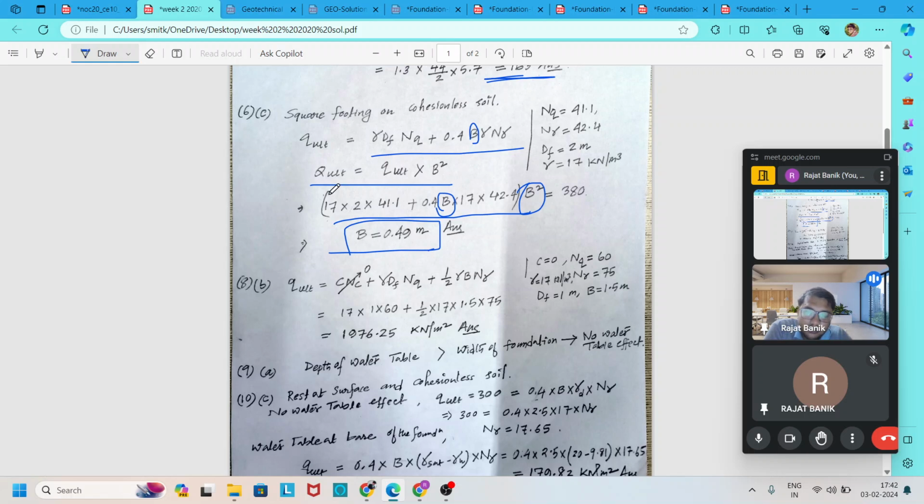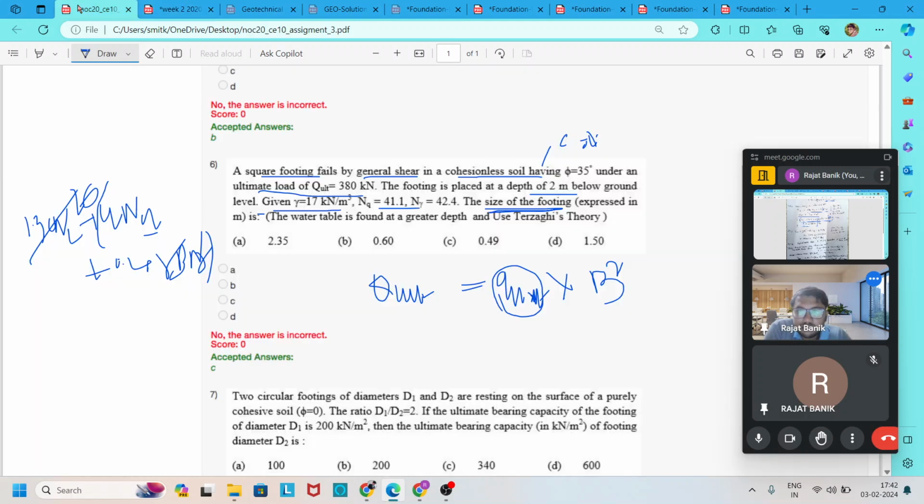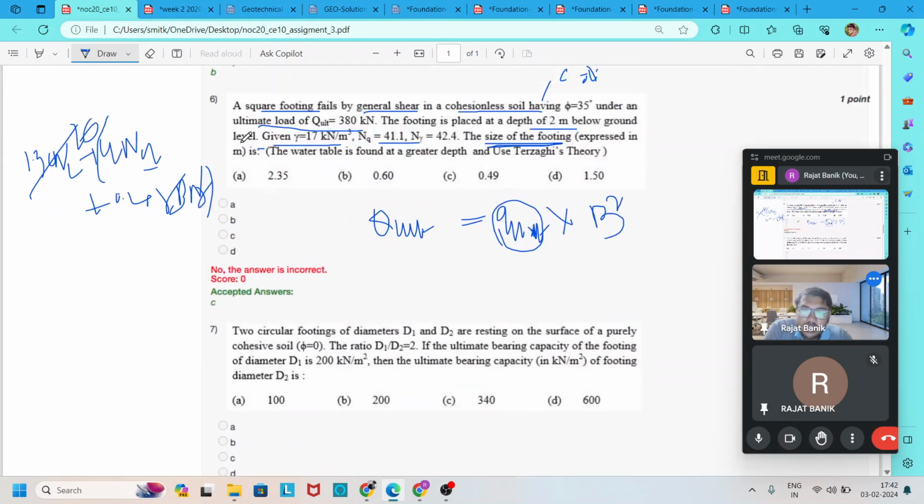And I think to solve this problem, we need a scientific calculator. It is not possible for us to solve this problem by hand. So you need a scientific calculator for solving this problem. And we find that the width of the foundation is 0.49 meter. It is a very important and very tricky problem for your exam purpose, so you have to go through this problem.